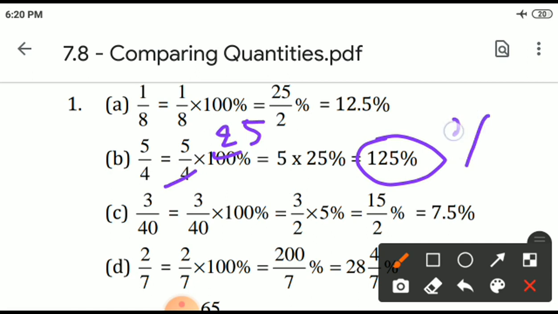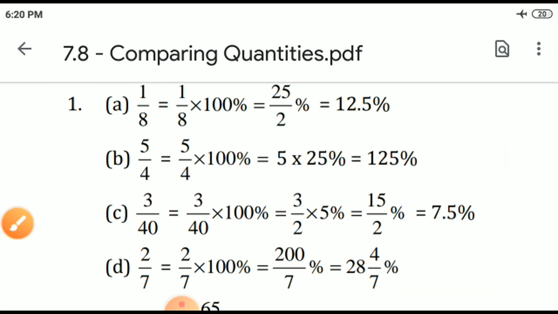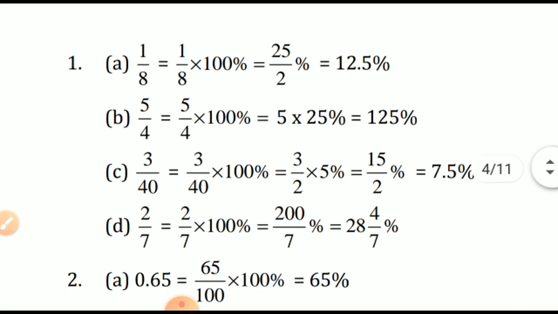Once again I remind you how to read this one. It's a percentage. Yes, you will have percentages in your exam or in the FA1 test, FA2 test, SA1 test, etc. Third one, 3 upon 40.